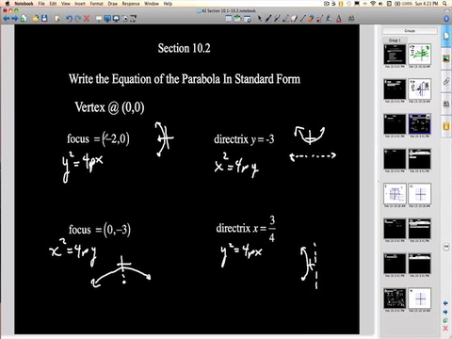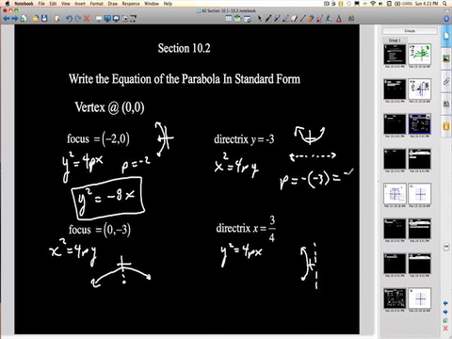So in this case, p is equal to negative 2, and when I plug the p into this, I'll get y squared is equal to 4 times negative 2, which is negative 8, x, and that's the equation of this parabola. In this case, right, p is the opposite of the value for the directrix, so p will be equal to the opposite of negative 3, which is 3. So x squared will be equal to 4 times 3 times y, so x squared is equal to 12y.